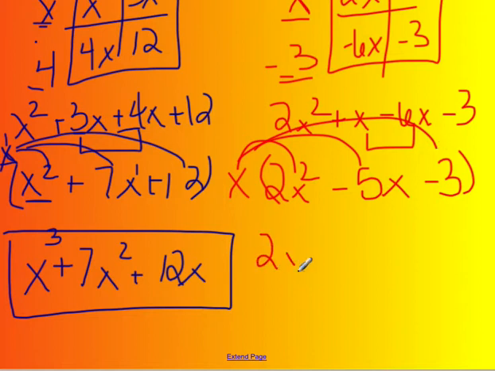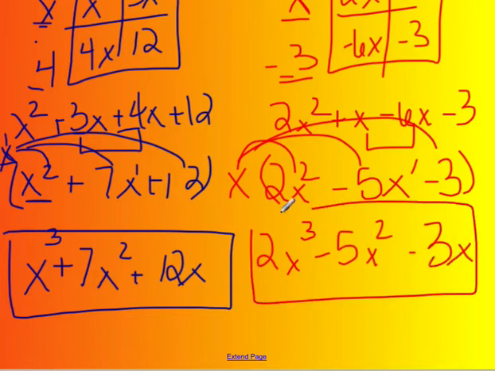Okay, so 2x squared times x to the first is x cubed. X to the first times x to the first is x squared. Oops, we need to remember our coefficient there. So that's negative 5x squared and then negative 3x. So that right there is your final answer.